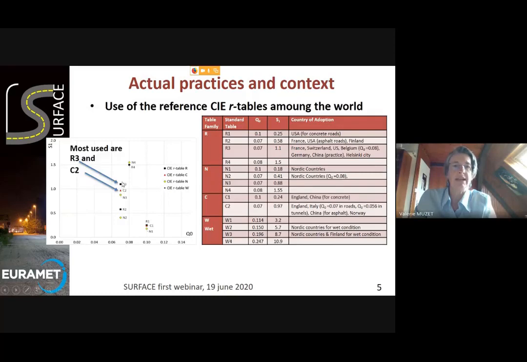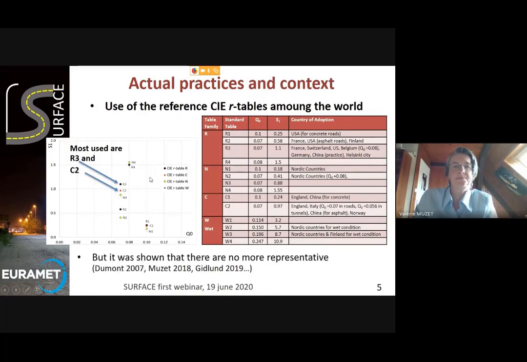And you can see here that in fact these two tables are really close. I mean, there's the same Q0 and only a small difference in S1. We have also learned that usually people don't make measurements and they use these typical tables. Sometimes they change Q0, but really they don't use the complete R table. However, several studies have shown that these tables are no more representative of actual pavements.